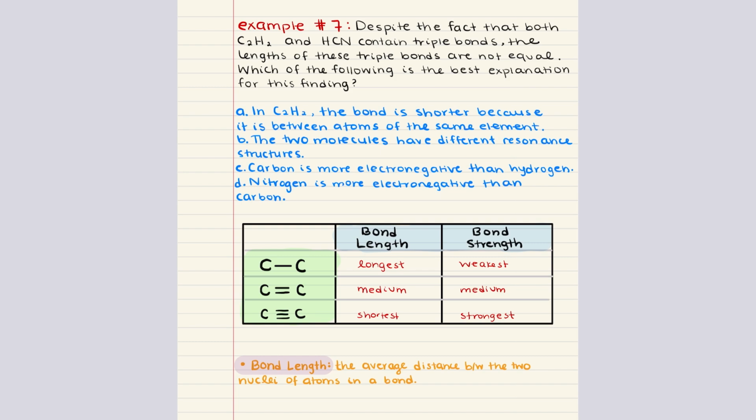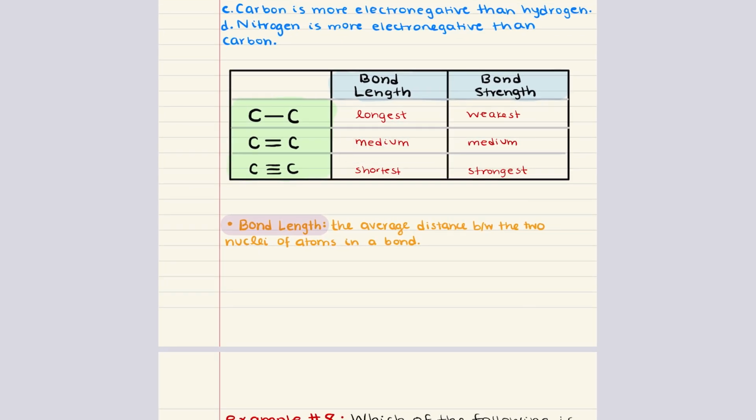So let's start by looking at the structures and bonding in both acetylene and hydrogen cyanide. So let's start with acetylene, C2H2. This is a molecule where 2 carbon atoms are going to be connected by a triple bond, and each carbon is also bonded to a hydrogen atom. So this is what this molecule looks like.